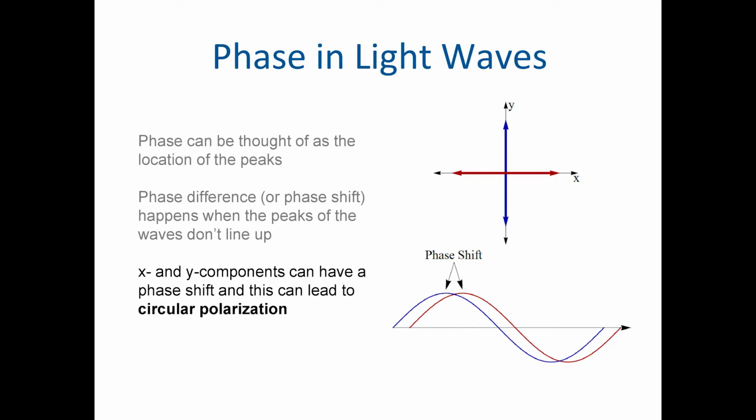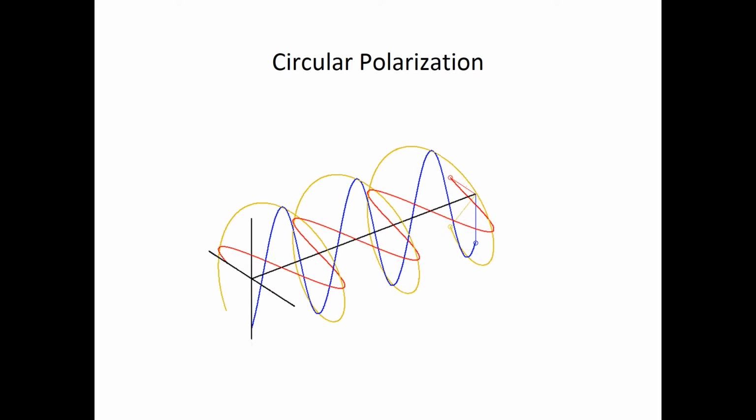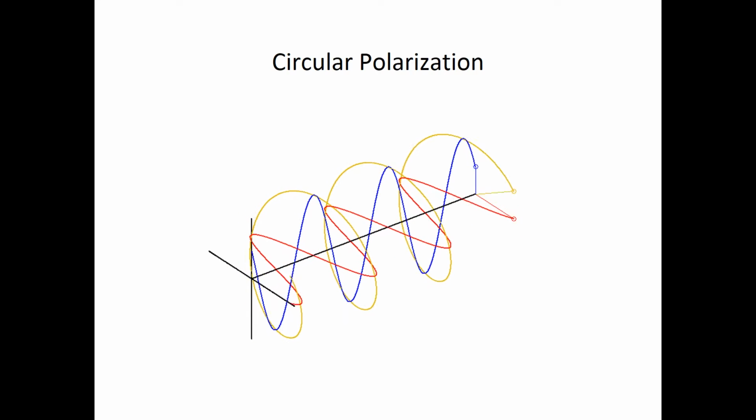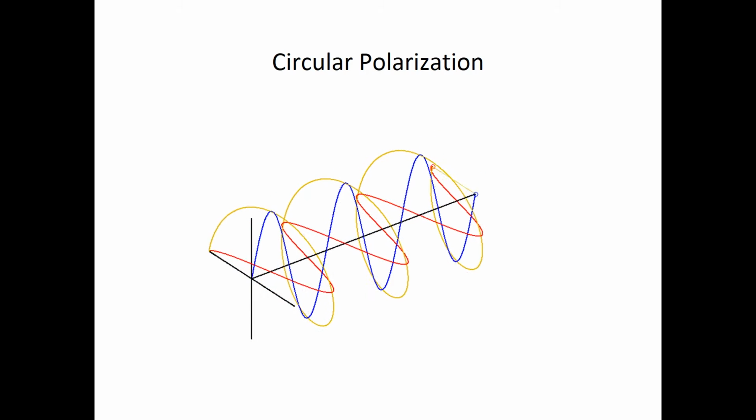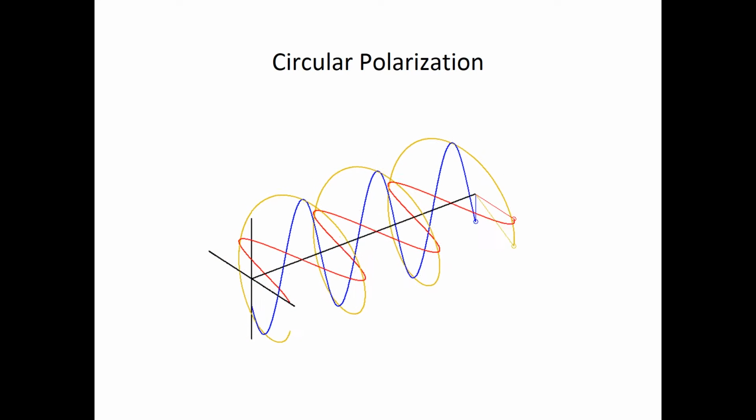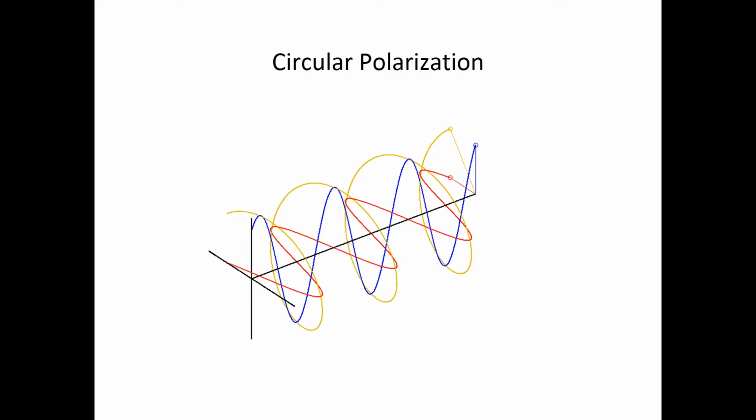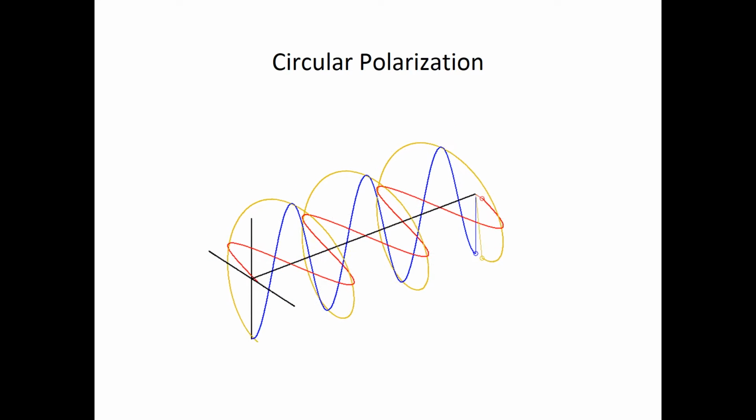So if we're talking about the y components and the x components being the same but actually having a certain phase shift, this can lead to something called circular polarization. So here's an example of a phase shift. Before, there was zero phase shift between the x and y components, but here there is a 90-degree phase shift between the x and y components.